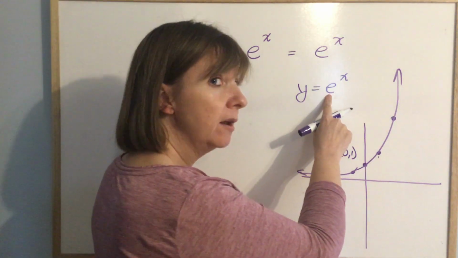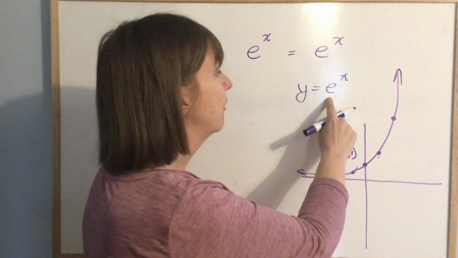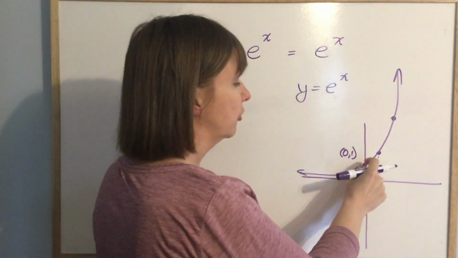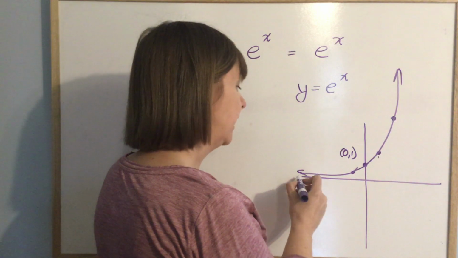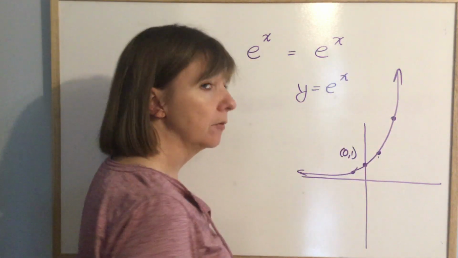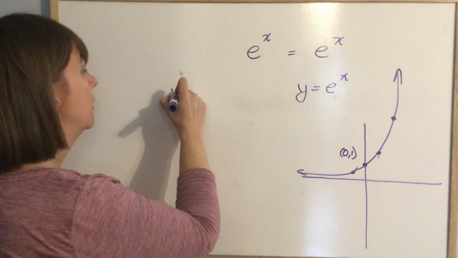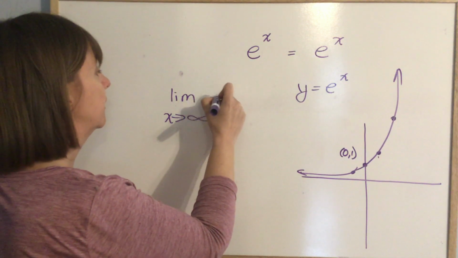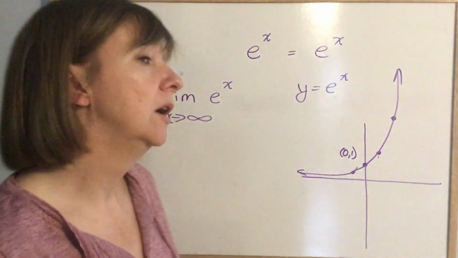The bigger the base, so this base is 2.718 because that's e. If my base was 10, then this line would go up faster and down faster. But it would remain that it stays above the x-axis and it goes up this way and down this way. So now if we start talking about limits, what is my limit as x approaches infinity for e to the x? So think about what that's asking you.